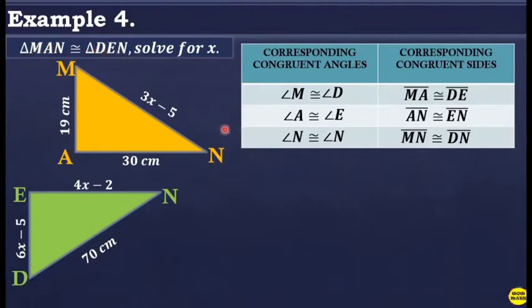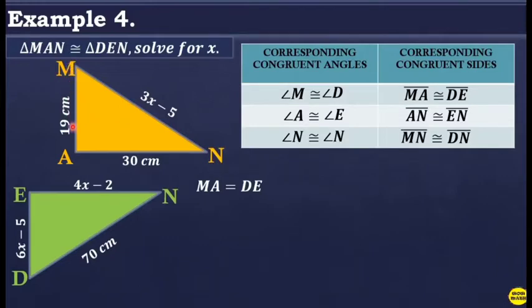So, the question is, we will solve for x. Since we are looking for x and we have x here, here, and here, all the sides of the triangle have x. That means we will have 3 sets of solutions here. Let's start with MA.